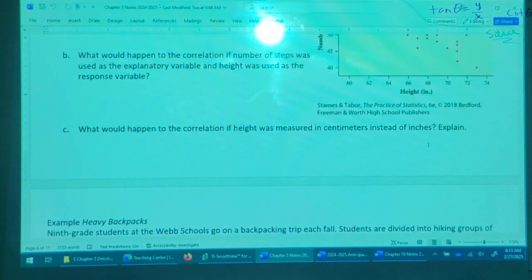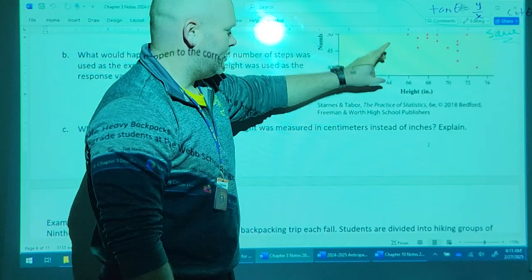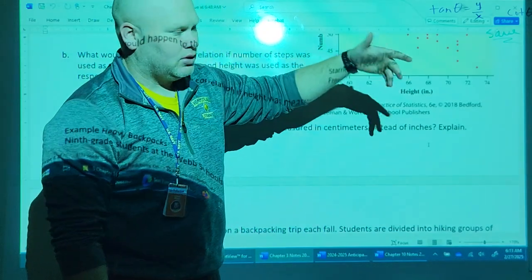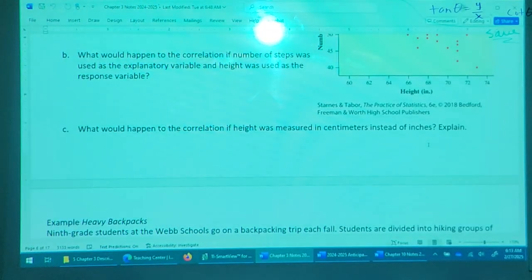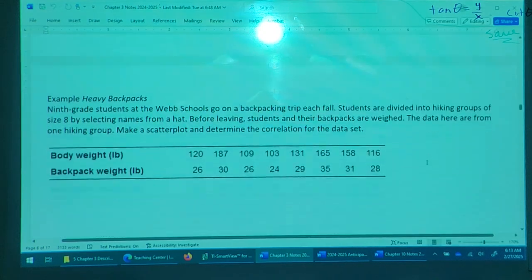And then lastly, what would happen to correlation if height was measured in centimeters instead of inches? Again here, if you change things with these variables, if we go to centimeters instead of inches, the y-intercept and slope are going to change, but how the data are associated, the correlation, is not going to change. All right, let's go to the next page.